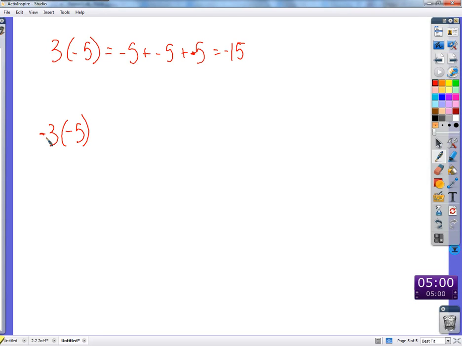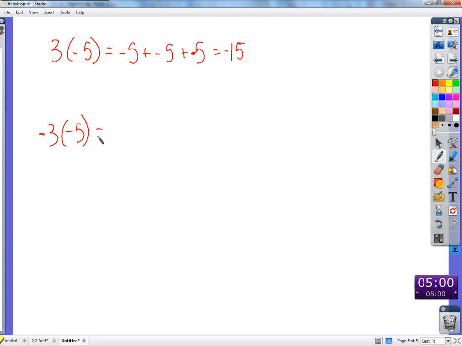But then one day somebody tries to multiply a negative times a negative, and we try to decide, what is this? And we discover it has to be positive 15. If it isn't positive 15, all of the other rules that we had before that, multiplication and division and addition and subtraction, all break down. Okay? So let's prove that.